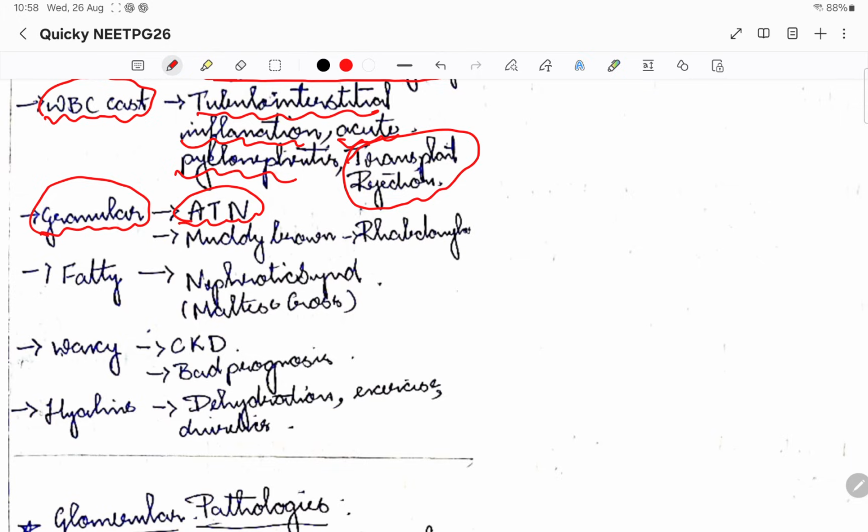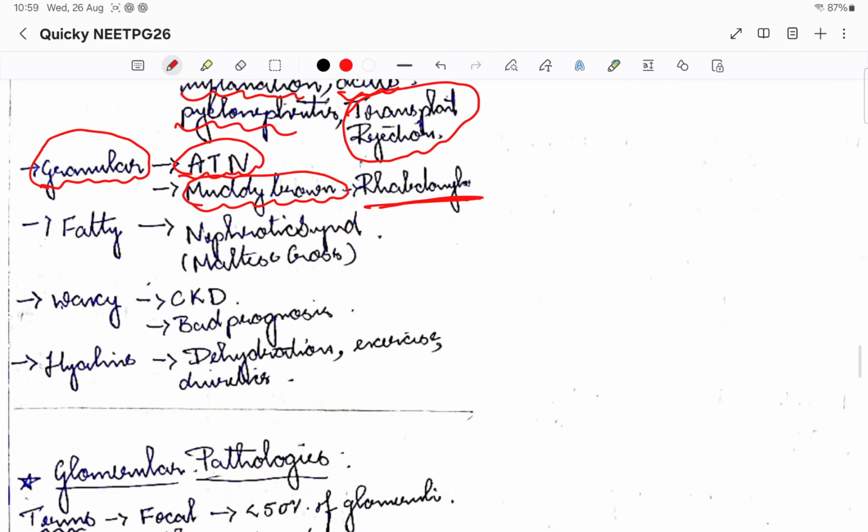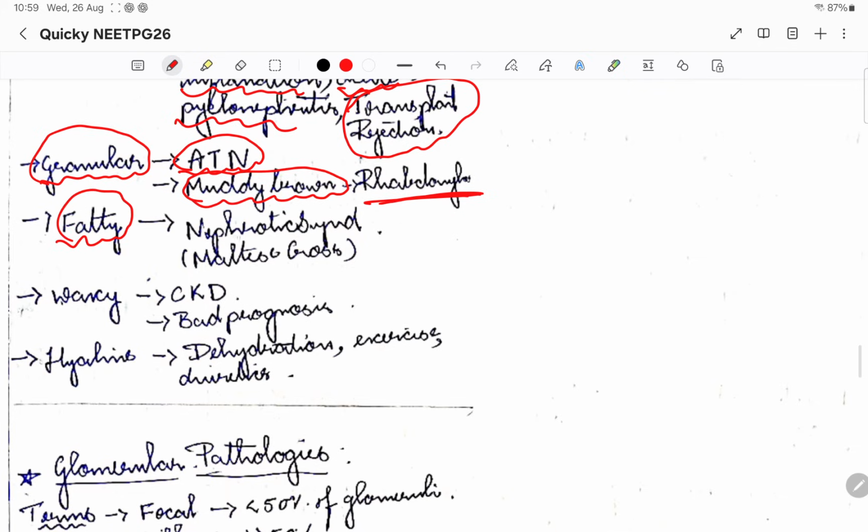We'll discuss ATN and all when we go down further. So acute tubular necrosis is happening. Then if a muddy brown granular cast is there, it means that there is rhabdomyolysis happening. Basically, breakdown of muscles is what is happening. Then if there are fatty casts, it is going to be nephrotic syndrome.